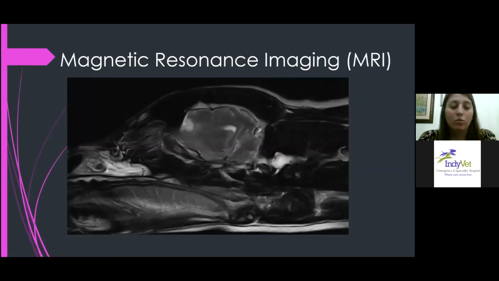MRI is the last one we can do, especially if you're seeing neurologic signs on the patient and are concerned for a brain tumor. This one shows a brain is here, head goes this way, neck this way, and there's a tumor in the frontal lobe here.